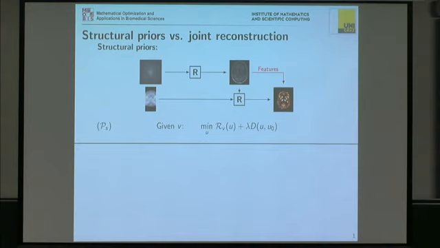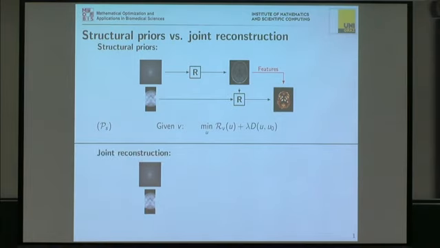So the variational model that is underlying this procedure is as follows. We assume we have given some V, and we want to minimize over all possible images U some data discrepancy, which relates here to the PET measurement, and some regularization prior, which now depends on the prior information V.